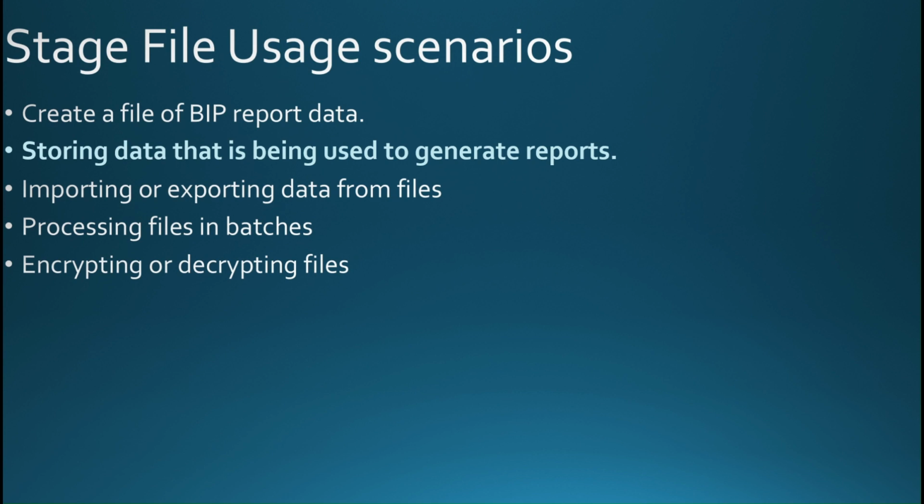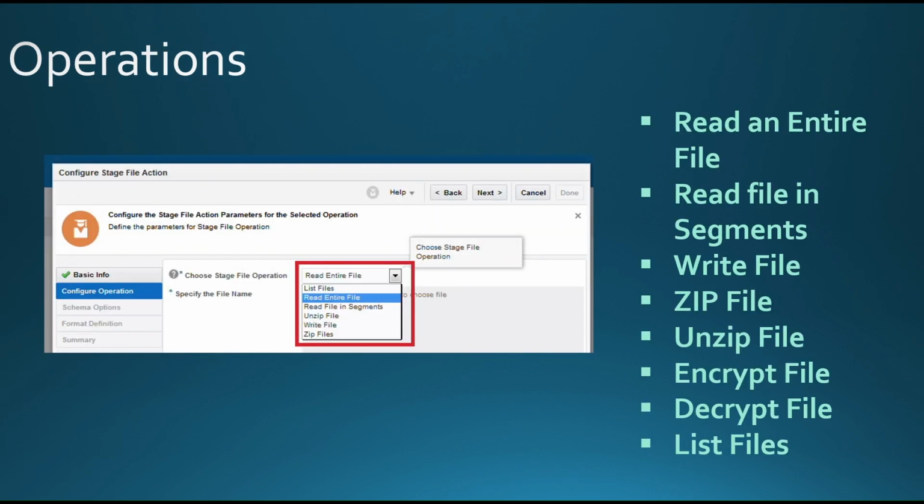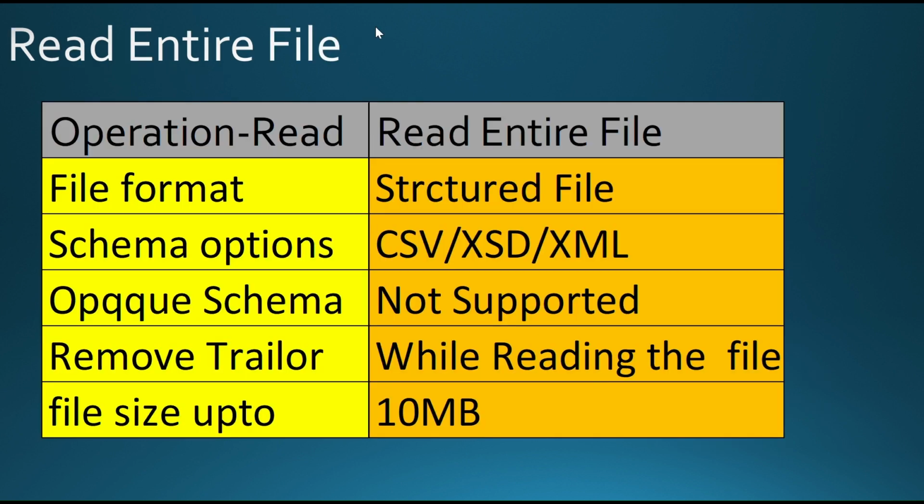We can go through a couple of examples. Now we can discuss the various operations that exist in stage activity. The first one is read entire file, then read file in segments, write file operation, zip file operation, unzip file, encrypt file, decrypt file, and list files. Let's go through each and every operation.